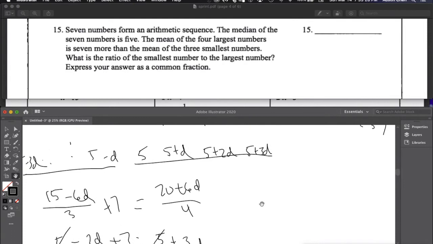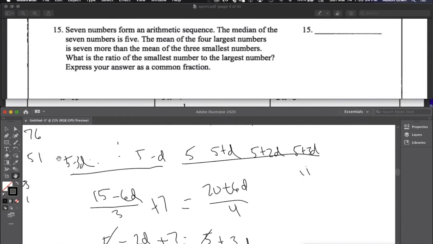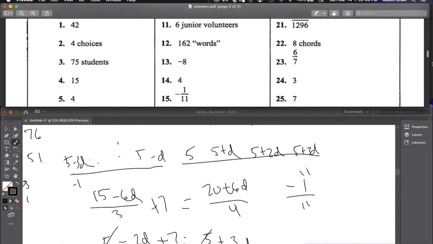If d equals 2, then our largest number, 5 plus 3d, is going to be 5 plus 6, or 11. Our smallest number, 5 minus 3d, is going to be 5 minus 6, or negative 1. Then the ratio of our smallest number to our largest number is going to be negative 1 over 11. And that's already simplified. And yeah, that is our answer.